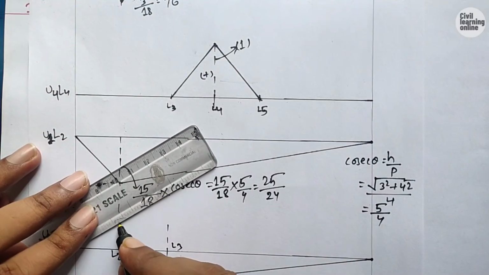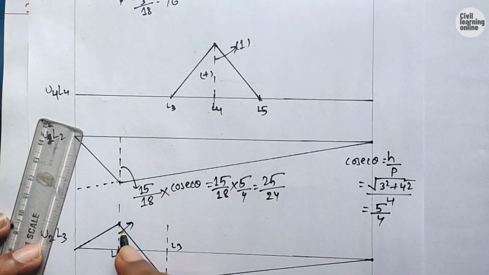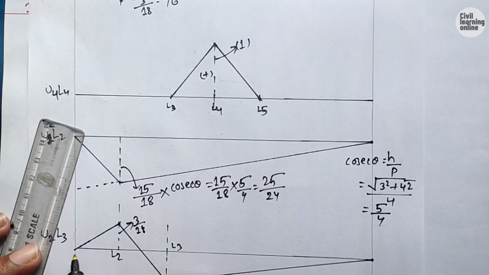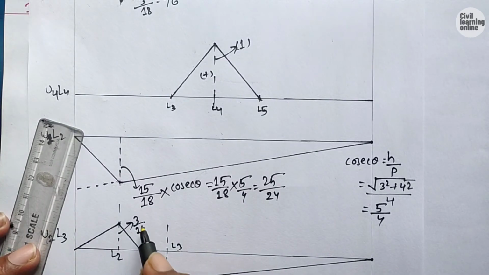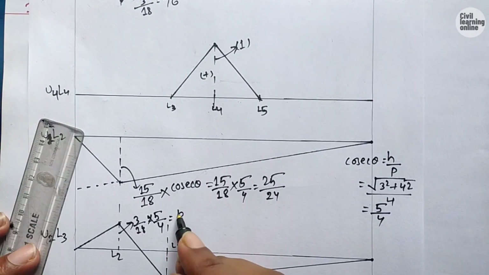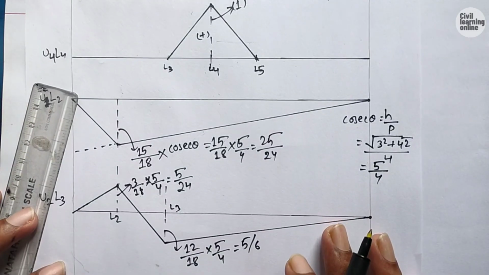We can easily calculate the height of the influence line diagram as x upon L, and then multiply it with cosec theta. So 3 upon 18, the span from L1 to L2 is 3 meter upon L, the whole span, multiplied by cosec theta, which is 5 upon 4, so we get 5 by 24. Similarly, the remaining span is 12 divided by 18 multiplied by 5 by 4, and we get 5 upon 6. Sorry, it was not visible.